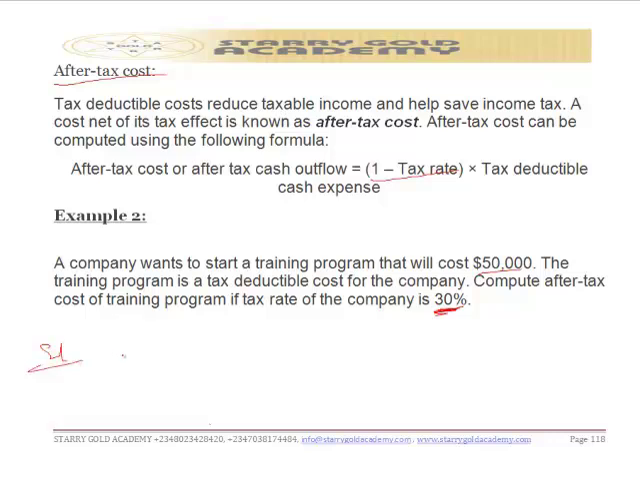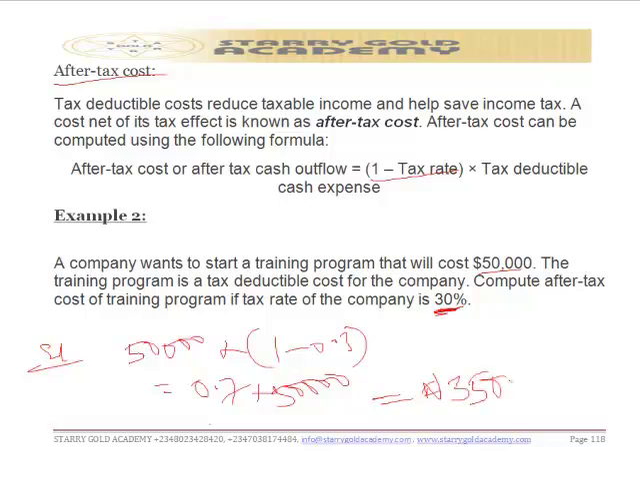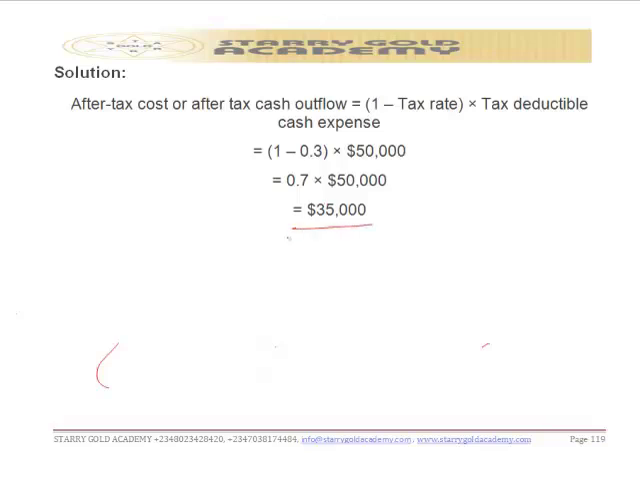Solution: the taxable cost is 50,000 multiplied by 1 minus 0.3, which is the tax. So it is equal to 0.7 times 50,000. So the cost is now 35,000. So that is what the company will pay. It's 35,000. So that is how income tax affects cash flow in capital budgeting.